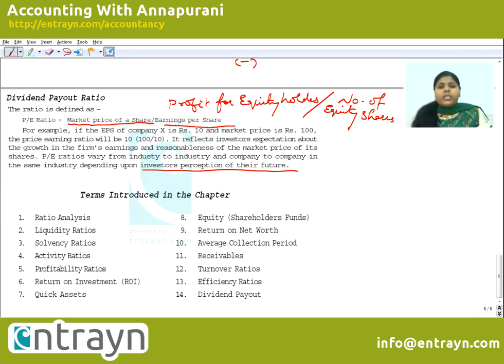Quick assets. Quick assets are assets which are easily convertible into cash. How do you find out the formula? Liquid assets by current liabilities. Good. Equity. Equity in a company is the shareholders' fund. It is equity share capital and preference share capital basically, but then both are different.